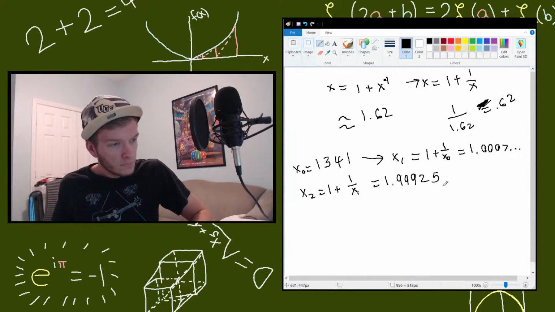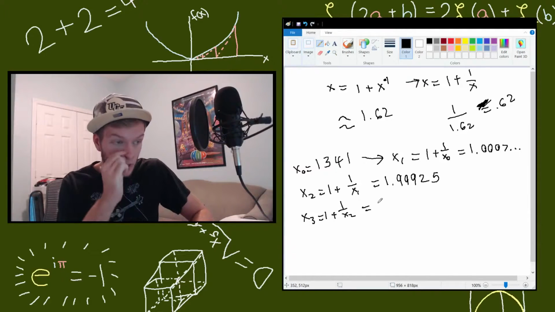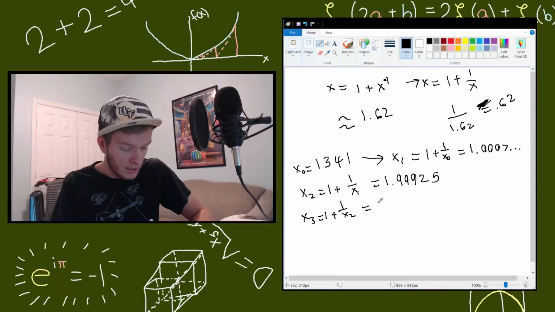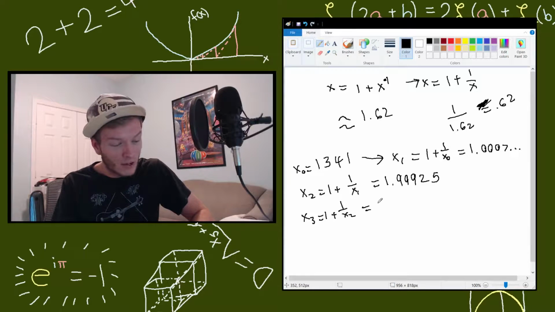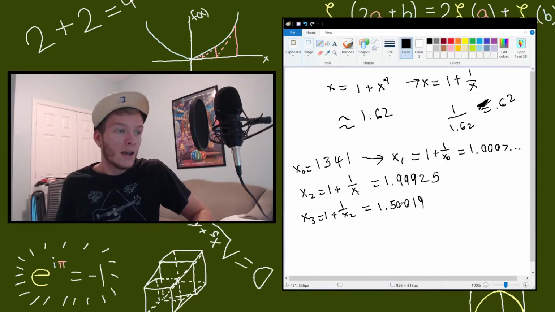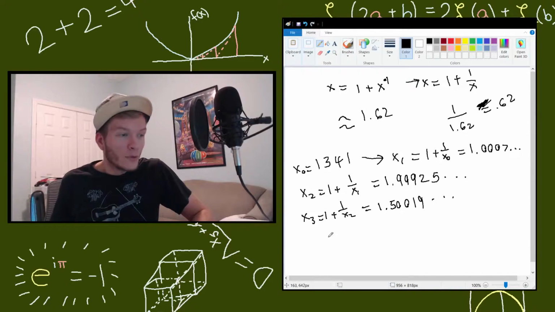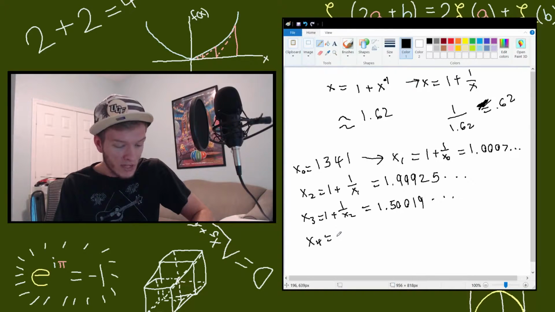So if we then take this number and plug it in again, we can get x3 is equal to 1 plus 1 over x2, and that will give us, so 1 plus negative 1, oh sorry, so 1 plus negative 1 is 0, that's pretty obvious. So our x2 to the negative 1, then our new number is 1.5001, we'll call it 9, and some change. And so that's even closer than we were, and we should be getting pretty close with the next few ones.